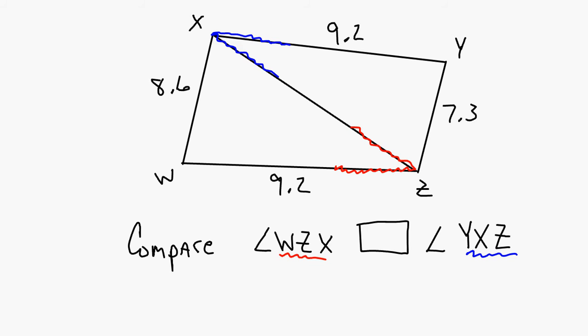Now, you got two triangles, and you got two congruent sides in the two triangles. Agreed? Because they both share XZ. So if you're comparing those angles, which angle is greater? Is blue bigger than red, or is red bigger than blue? Why is red bigger than blue? Because it's opposite a larger side. Okay, it's an angle opposite a larger side, isn't it? 8.6 is greater than 7.3, so red is going to be greater than blue.